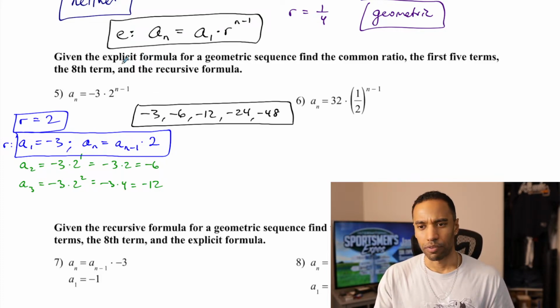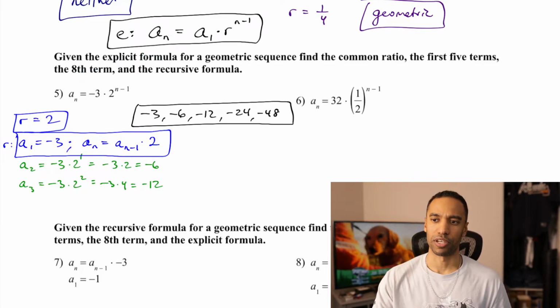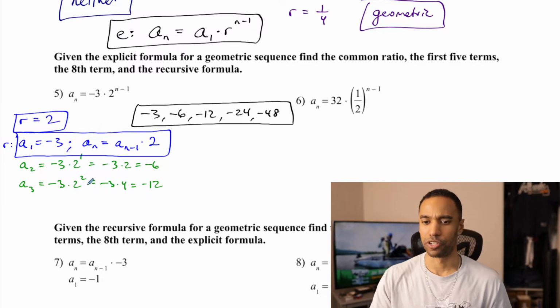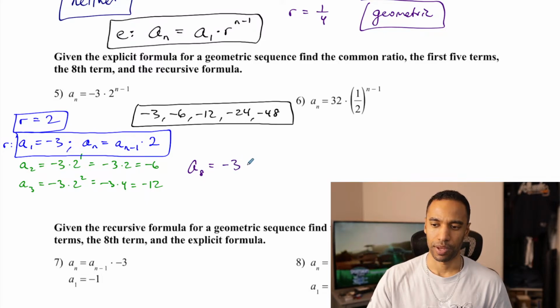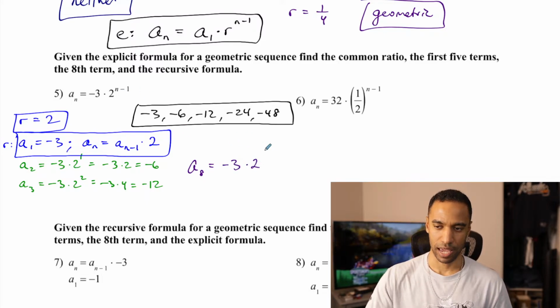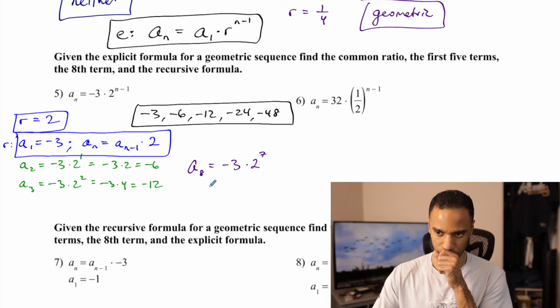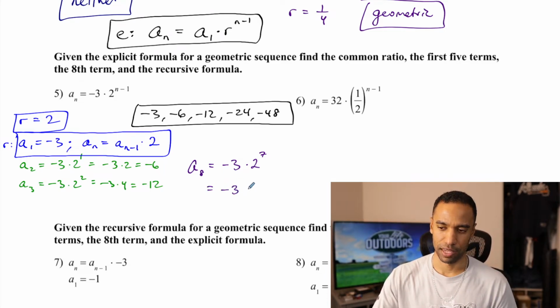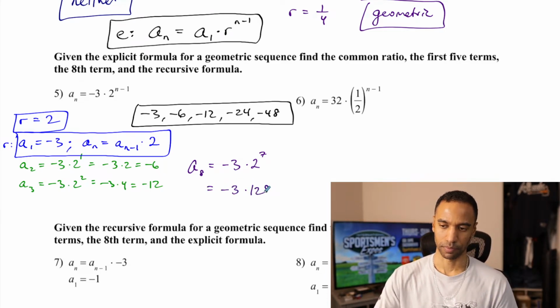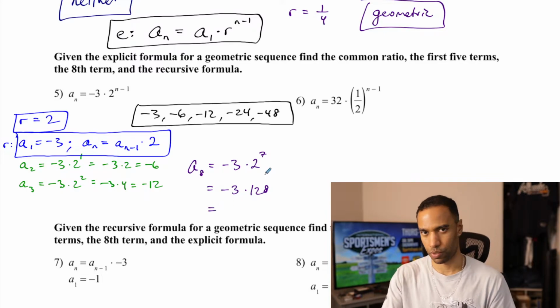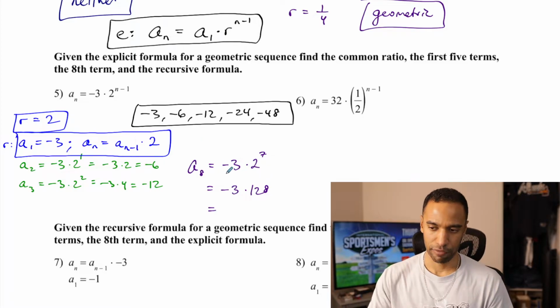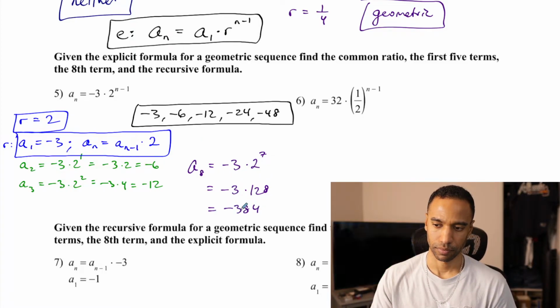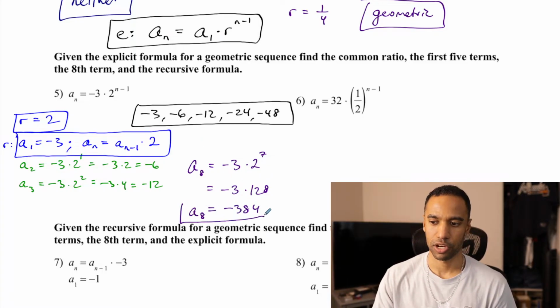So what did we find? We found all that. We need to find the 8th term still. So we could have done that first. A sub 8, substituting it into that formula there. It's negative 3 times 2 to the 8 minus 1, 7th power. Now I know 2 to the 7th is 128. And negative 3 times 128 is negative 384. So the 8th term is negative 384.